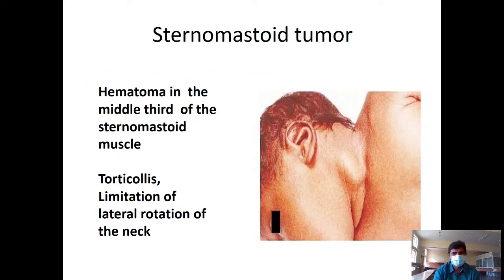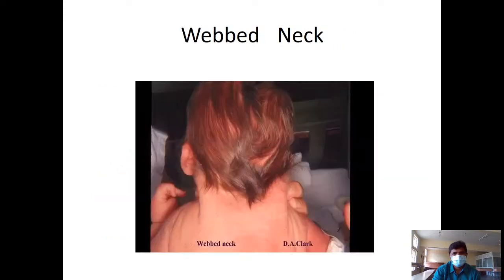So here this neonate is having a sternomastoid tumor. Basically it is a hematoma in the middle third of the sternomastoid muscle, and this can lead to torticollis, that is limitation of lateral rotation of the neck. Then the other thing is webbed neck.